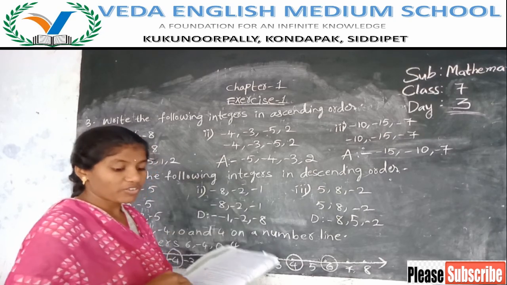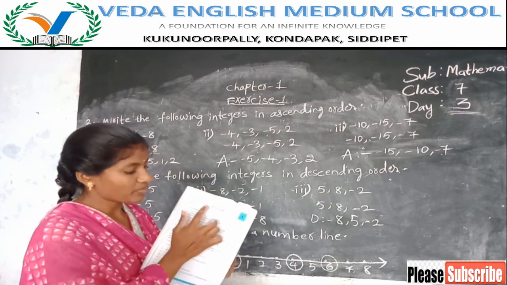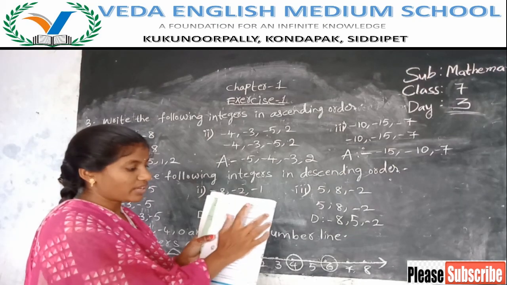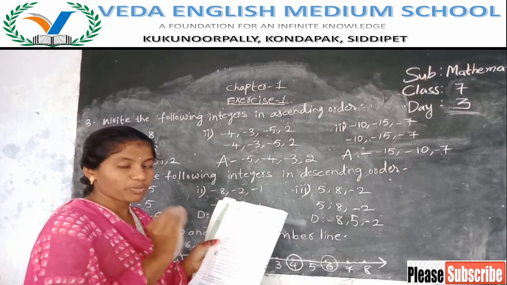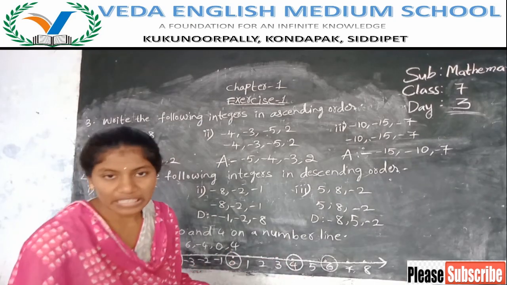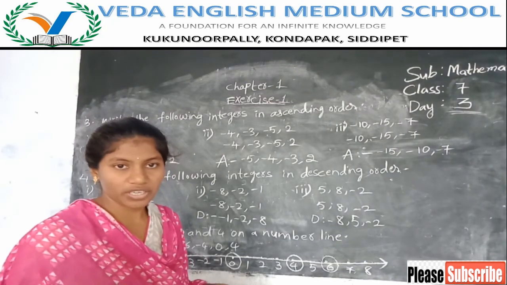Chapter 1. First of all, you have to open your notebook and write the chapter name, integers. Afterwards, write exercise 1. Question with black pen, answer with blue pen. You have to write neatly. Okay? Up to 5 minutes. Okay, children? Write neatly, and in our next class, we will learn about operations of integers. Okay? Very good.